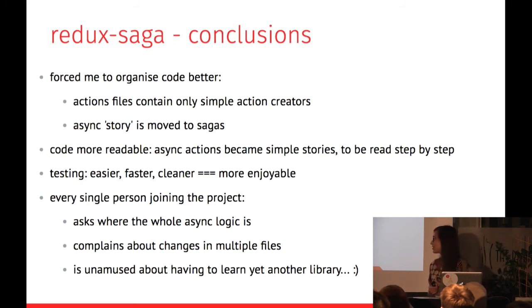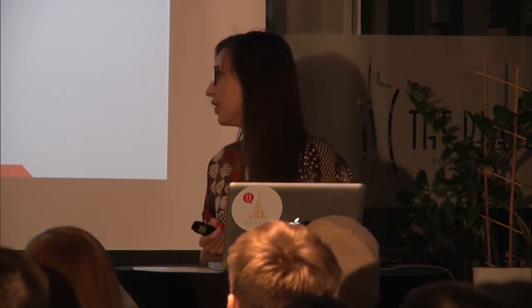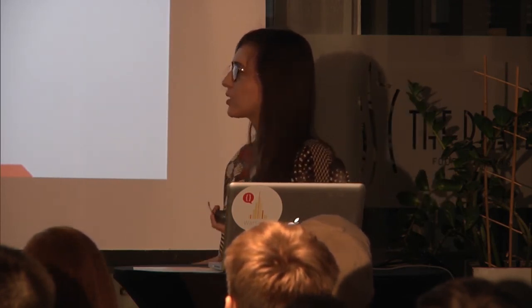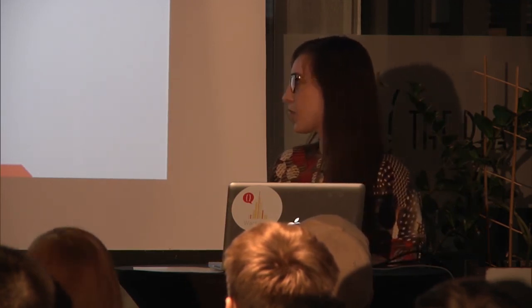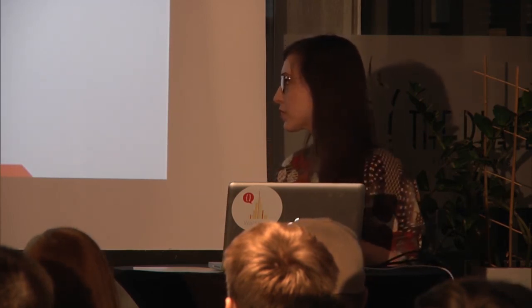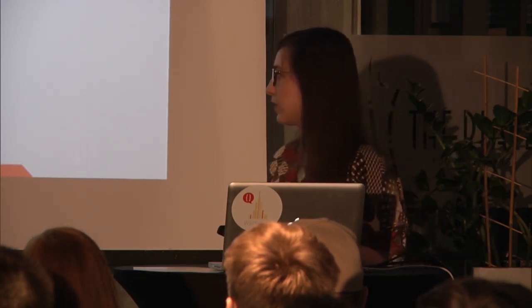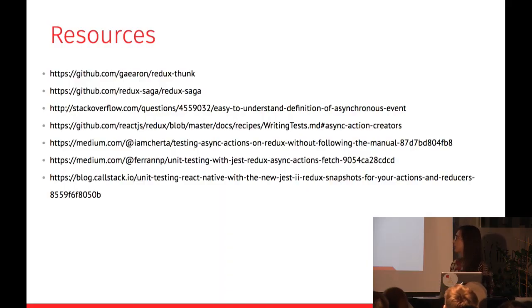What is a disadvantage is that every single person joining the project is asking where the whole async logic is, complains about having to make multiple changes, and is unamused about having to learn yet another library. Yeah, but I think I showed you that it's not that difficult, and sagas have many advanced features that allow us to make complicated flows, but it can also be used in simple projects with just the put and call methods and simple tests. Here are the resources if you would like to take a look.